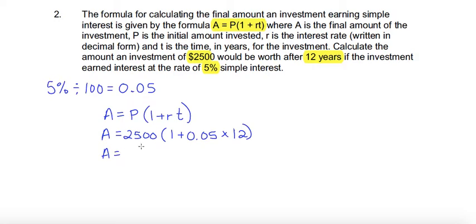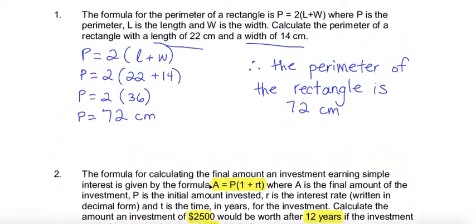So the next thing we want to do is solve what's inside of our brackets, but we have to do that using BEDMAS. So we have to calculate our multiplication section of our bracket first before we can do any addition. So we put our 2,500 out front times 1, and now we have to multiply our 0.05 by our 12. That gives us a value of 0.6.